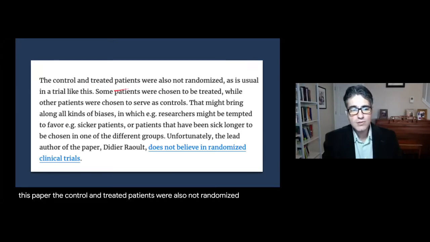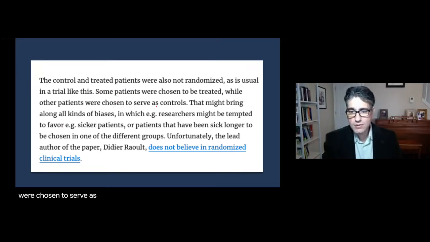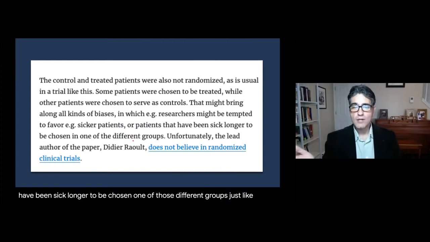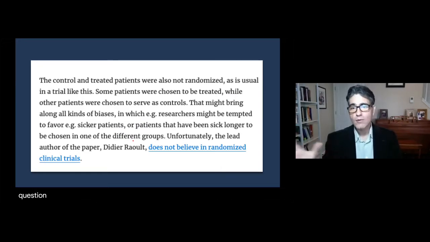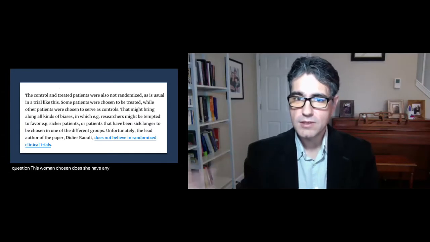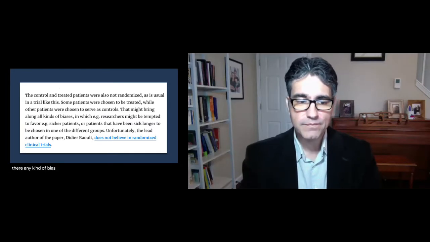All right, so then she goes on, she says, in this paper, the control and treated patients were also not randomized, as is usual in a trial like this. Some patients were chosen to be treated, while other patients were chosen to serve as controls. That might bring along all kinds of biases in which, e.g., researchers might be tempted to favor sicker patients, or patients that have been sick longer to be chosen in one of the different groups. Just like you question, okay, why was this woman chosen? Did she have any relationship to the person? Was there any kind of bias there?